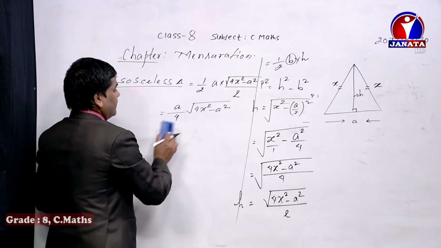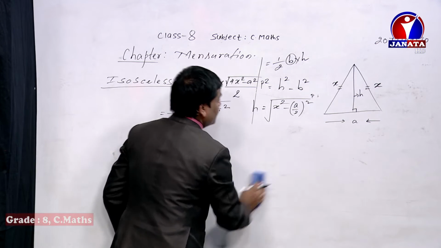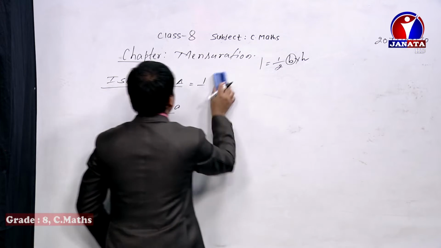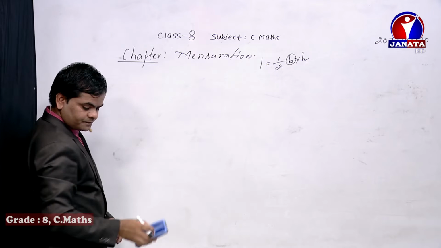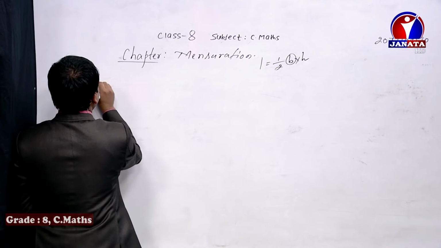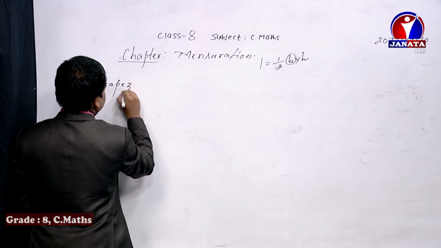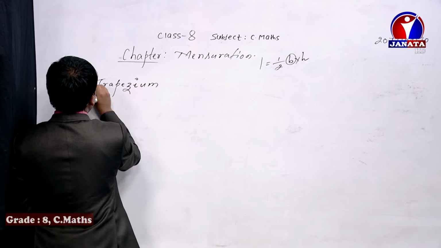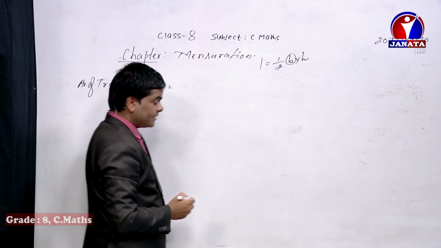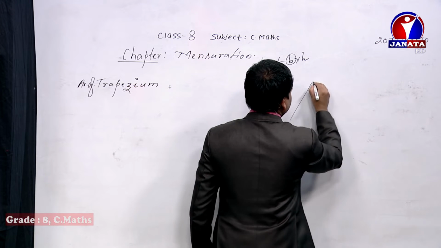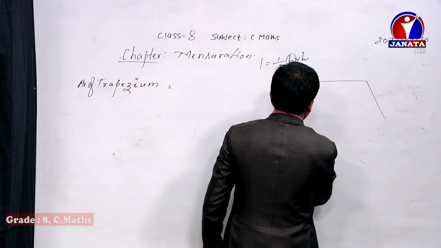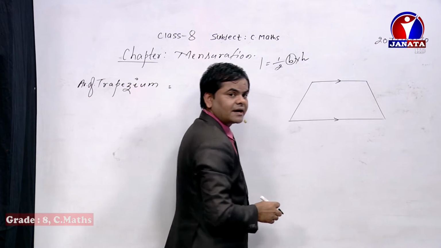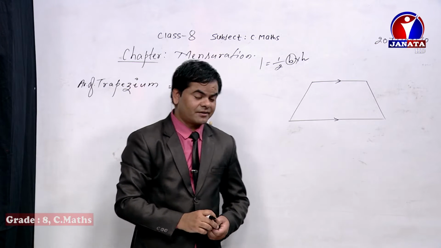Now let's take another. By using the same 1 by 2 base into height, we can prepare the formulas of other figures as well. So let's take the trapezium, the area of the trapezium. How to find it? What figure is known as a trapezium? Of course, two sides are parallel to each other, and the other two are not parallel to each other. It is a half-parallel figure, isn't it?